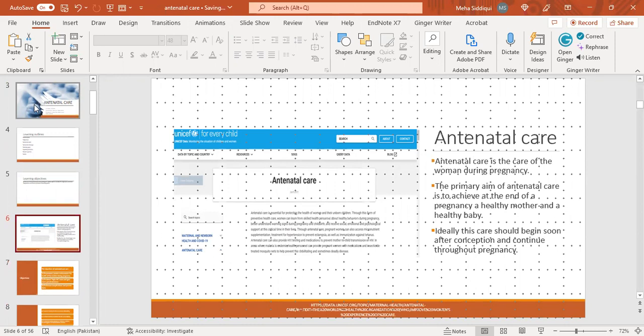Now, what is antenatal care? It is the care of the woman during pregnancy. The primary aim of antenatal care is to achieve, at the end of a pregnancy, a healthy mother and a healthy baby. Ideally, this care should begin soon after conception and continue throughout the pregnancy.